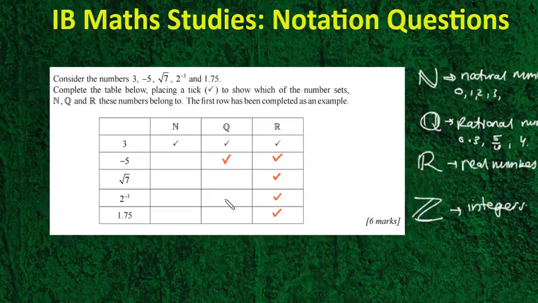2 to the power of -3 is 1/8, so that is rational. And 1.75, well, we can put that over 100, thereabouts. That is certainly a rational number. And are they counting numbers? No, -5 is not, √7 is not, 2 to the power of -3 is not, and 1.75 is not. So I'm actually going to put little crosses just so you can see here. So a cross for the rest of them, but obviously we can just leave those as blank.